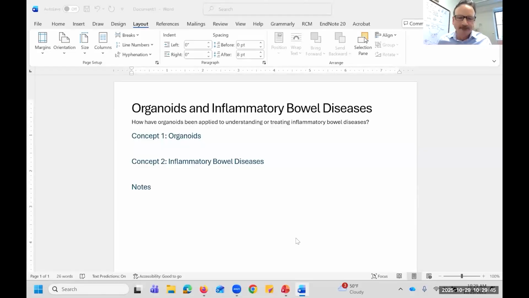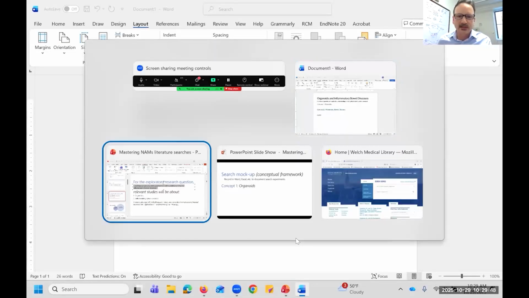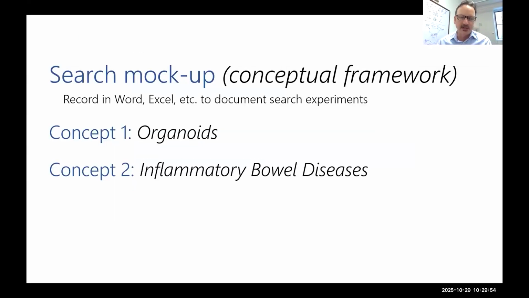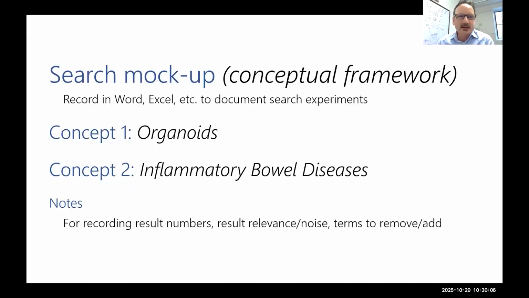So just going back to our slides, this is essentially what we've just done in our Word document. We've established this framework with our two main concepts or key elements, and then a notes field where we're going to record things like result numbers, relevance and noise in result sets, terms to remove and add. And we've finished our first process, which again is a critical one and something you may come back and revisit.